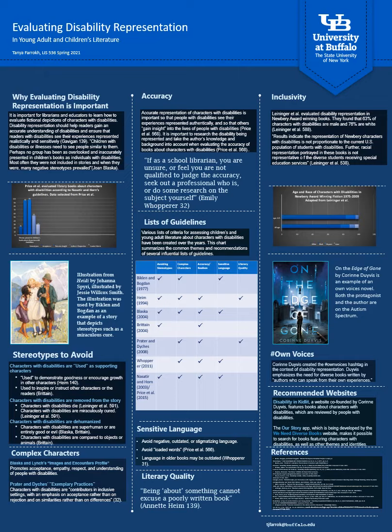Emily Whopper also discusses the need for accurate representation and provides some suggestions for how authors can create accurate representations and how librarians can assess these representations. Whopper suggests that if, as a school librarian, you are unsure or feel you are not qualified to judge the accuracy, seek out a professional who is or do some research on the subject yourself.